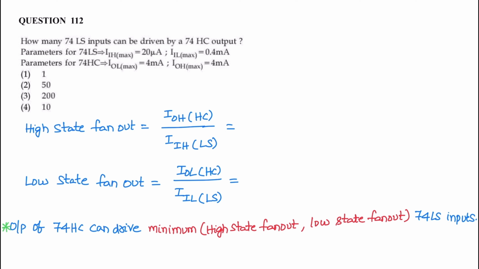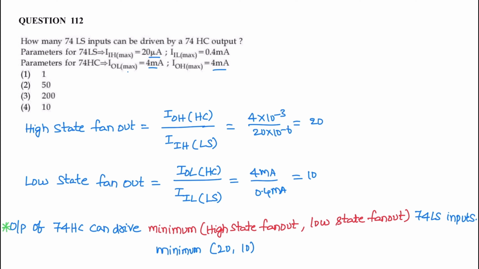So high state fan out is IOH of HC, which is 4 milliamperes, 4 into 10 power minus 3, divided by the high state input current of 74LS, that is 20 microampere. Its value is 200. And for low state fan out, IOL of HC is 4 milliampere, divided by 0.4 milliampere. Its value is 10. So the minimum of 20 and 10 is 10. So the output of 74HC IC can drive 10 74LS inputs. The correct option is 4.